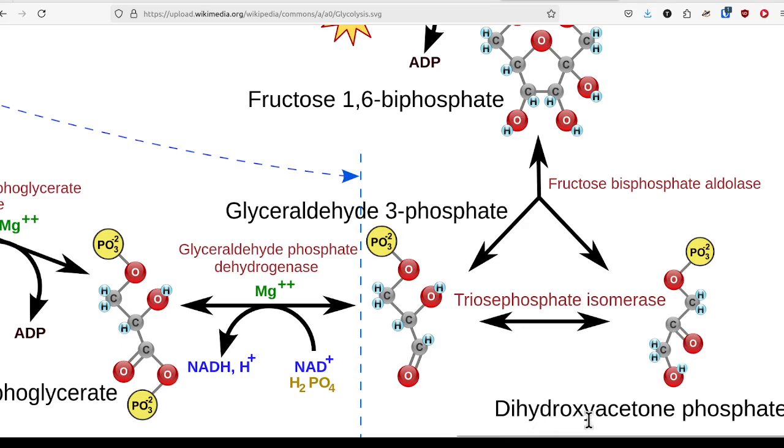It's called dihydroxyacetone. So we're looking for 2 hydroxy groups. If we go to this carbon here, there's a hydroxy group. Go to this carbon here, there's almost a hydroxy group. It's a phosphate group.